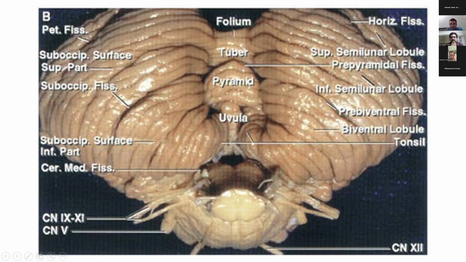The lower half is formed by the uvula, and the reason it is called uvula is just because it resembles the uvula of the oropharynx. It tends to hang in between the tonsils, and in this case, they are referred to as tonsils as well. So this is the uvula. Just above the pyramid is the folium and tuber.